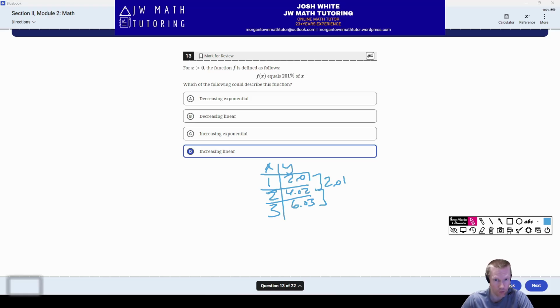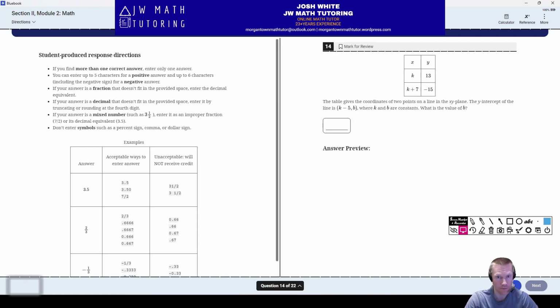It's 2.01 when you subtract the y values, regardless of whether you're going from 1 to 2 or 2 to 3. For it to be exponential, the difference, i.e. the subtracted amount, would not be the same. For exponentials, they would all be multiplied by the same number, but that's not the case here. You don't multiply by the same number to get from 2.01 to 4.02, and then again to get from 4.02 to 6.03. So this one is going to be letter D, increasing linear.